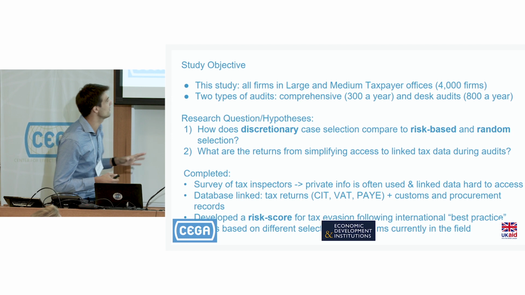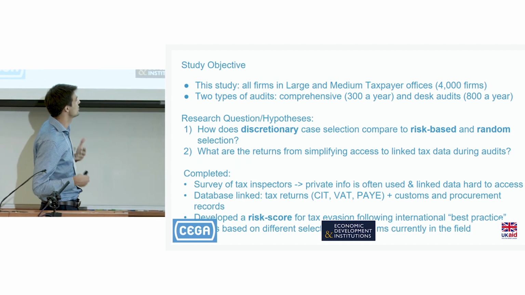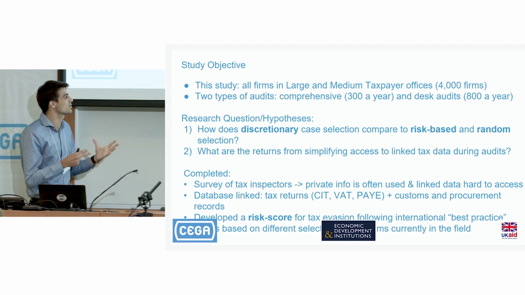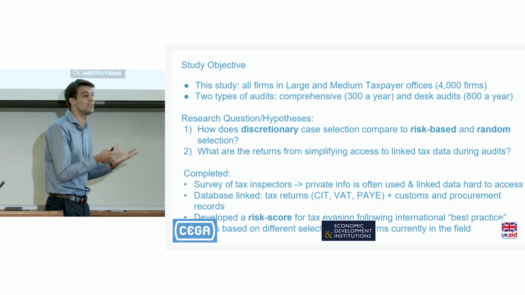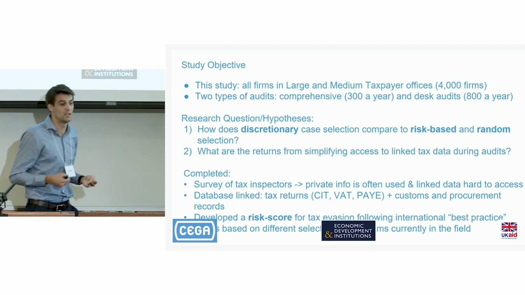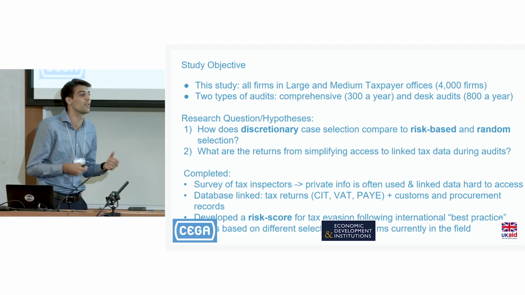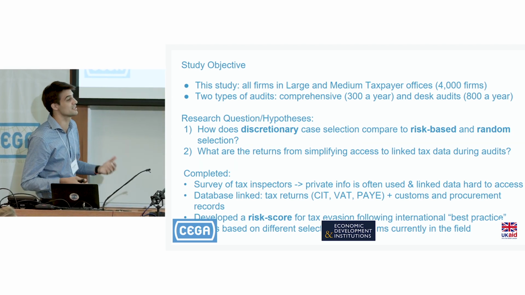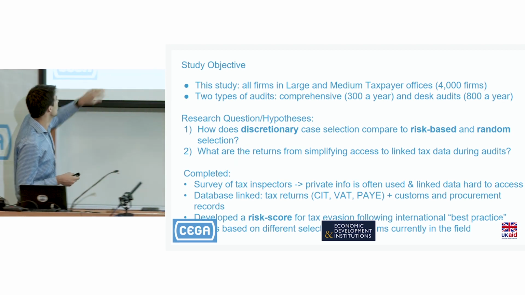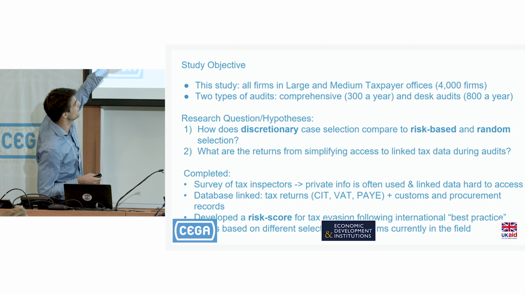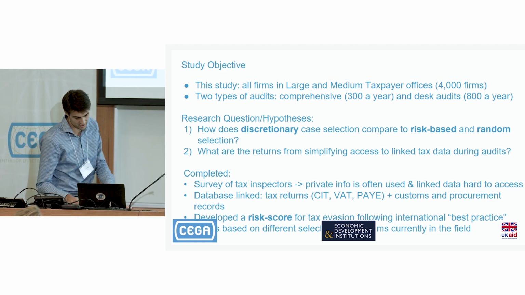Using this, we developed a risk score, which is trying to give a score to each firm for its risk of tax evasion, following what I would call international best practice. And I can come back to that, but it's based on 15 indicators. Some are directly inconsistencies across data sources, and others are what I would call irregularities. For example, you have repeatedly very low profit margins across firms. Right? And what's currently in the field, we've now done the selection based on the different methods, and that's being tested this year.